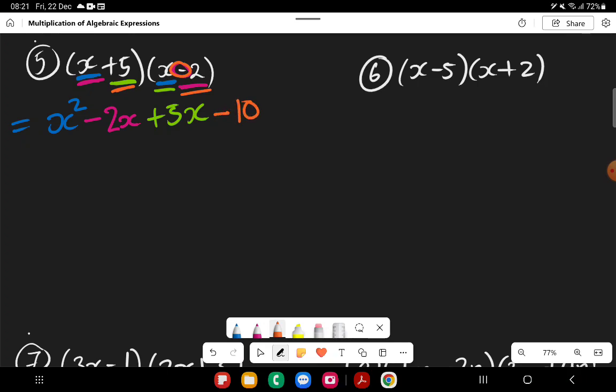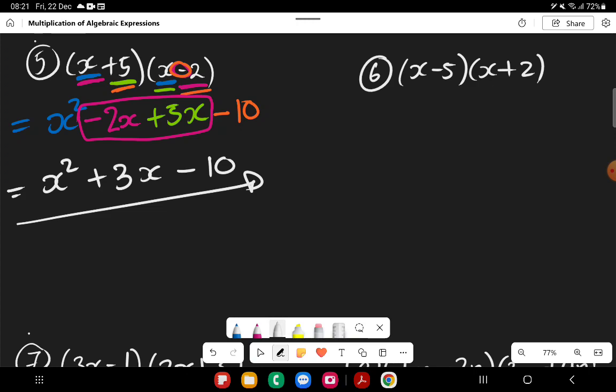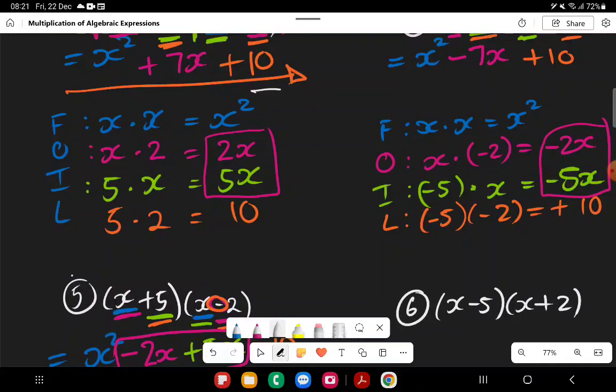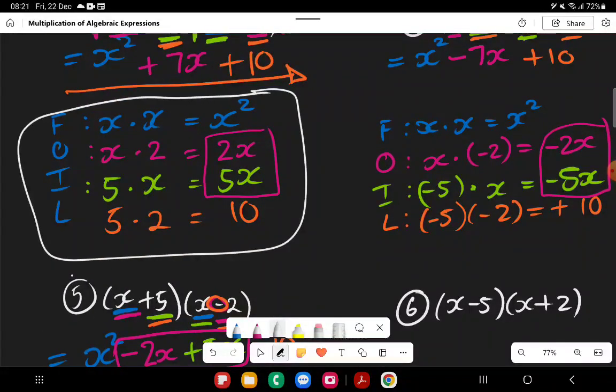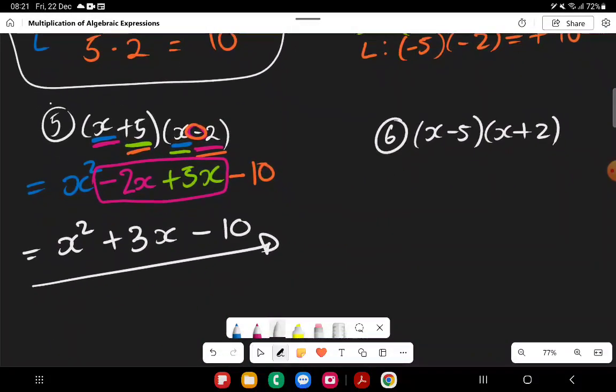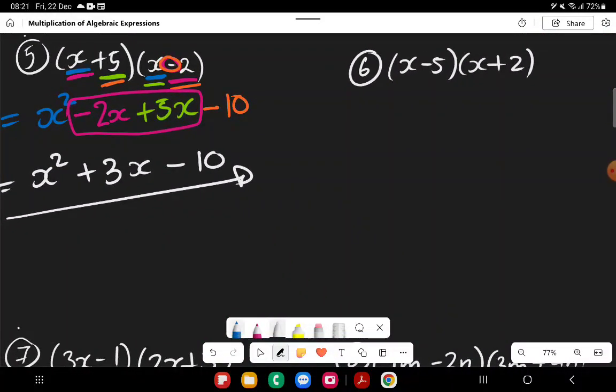which is negative 10. Now, because I still need to group these two together, I am going to then rewrite my answer as being x squared, 5x minus 2x is 3x, minus 10. And that's my answer. That is how we do FOIL without writing out that FOIL rectangle. So I've done all of that in my head, more or less. Okay, let's do question 6.